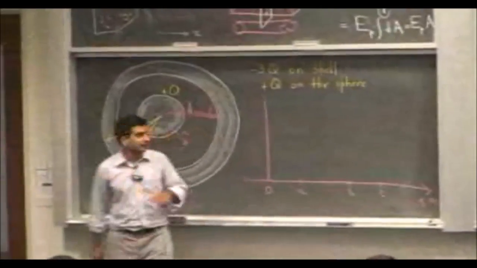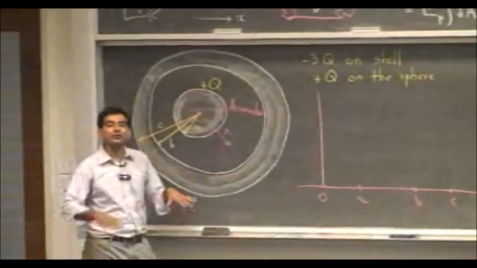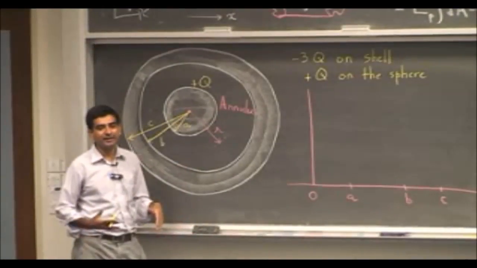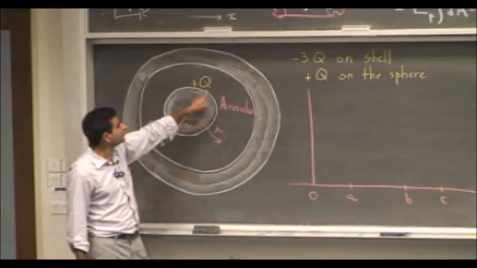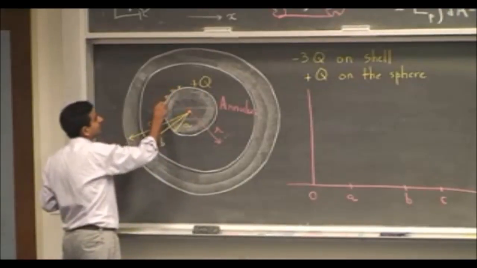All right. So this is a conductor. It has charge plus Q somewhere on it. We know that the charge cannot be in the interior. So all of this charge plus Q is distributed on the outer surface.